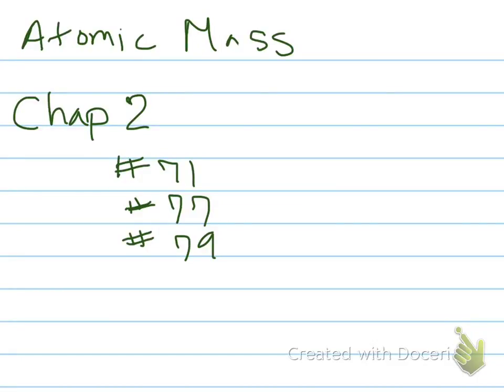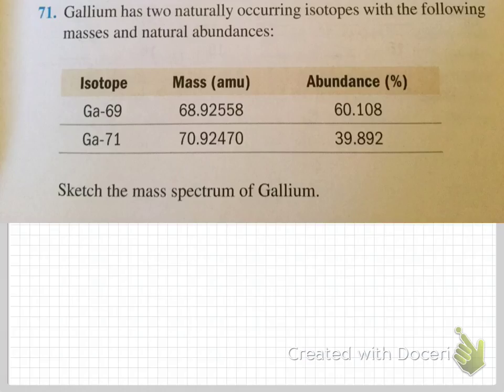In this video, I am going to do problems 71, 77, and 79 from Chapter 2. All of these problems have to do with atomic mass. Question 71 says, gallium has two naturally occurring isotopes with the following masses and natural abundances. Sketch the mass spectrum of gallium.